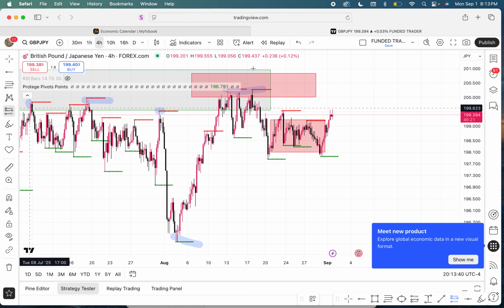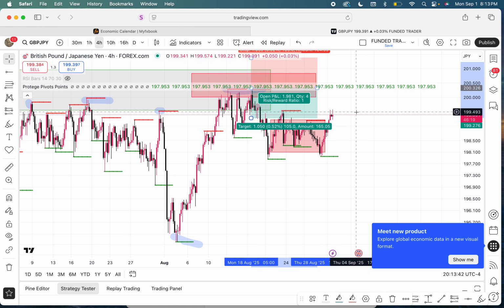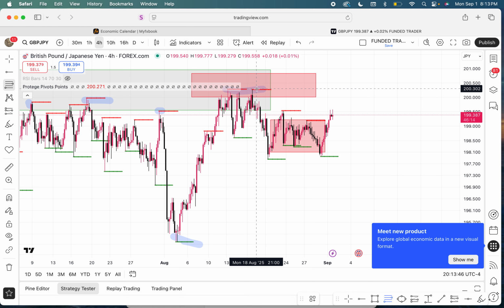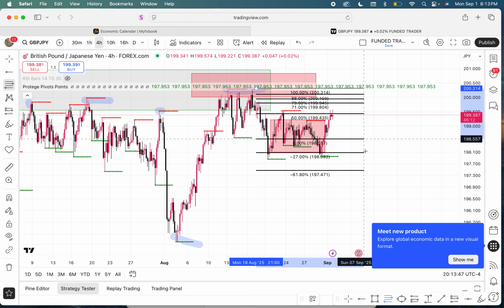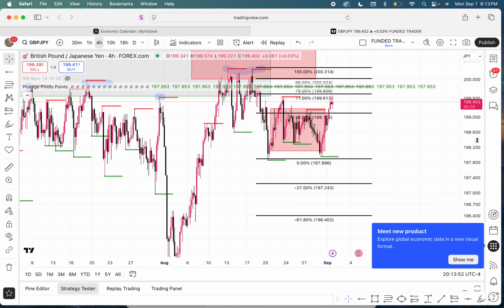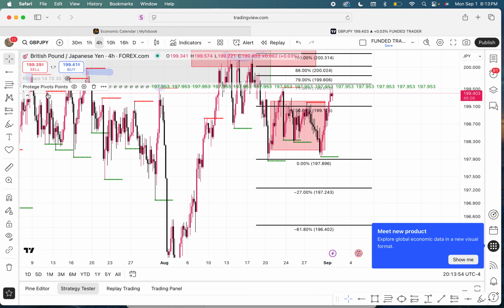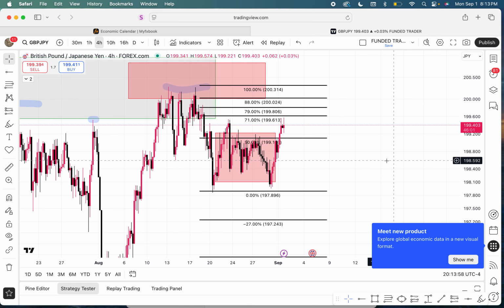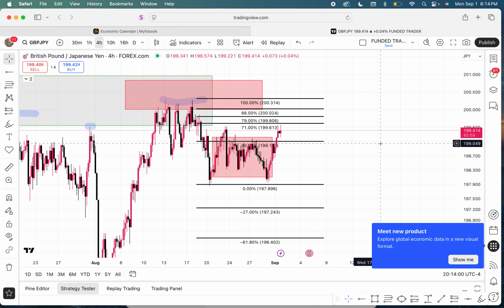I draw my fib. I'll teach you guys about the fib one day. This is my fib, from the last high to the low. Now, this could be wrong, but this is a whole learning lesson for both of us. We're going to figure out if this is a winning trade or a losing trade.